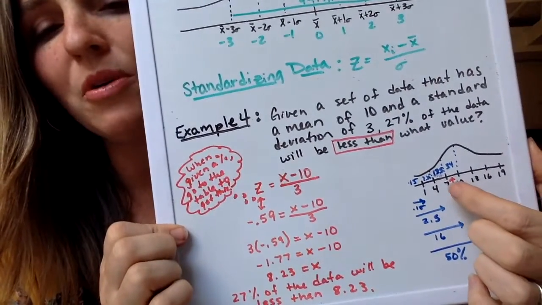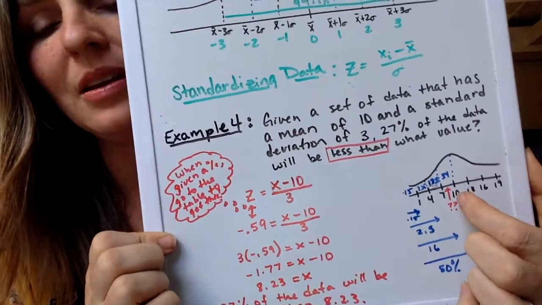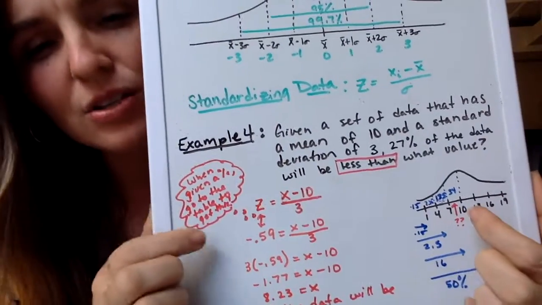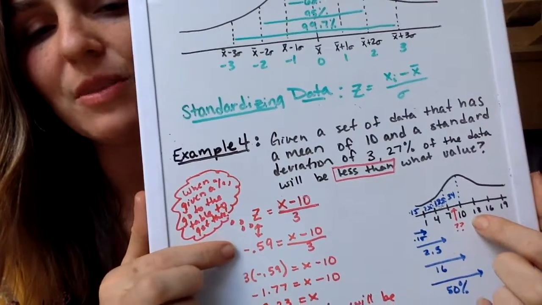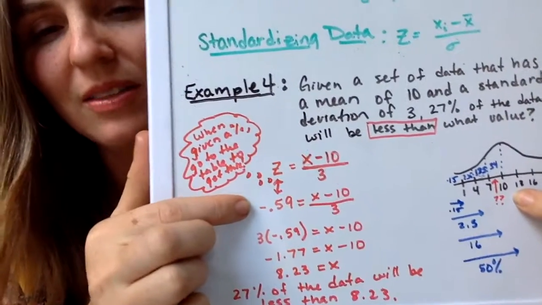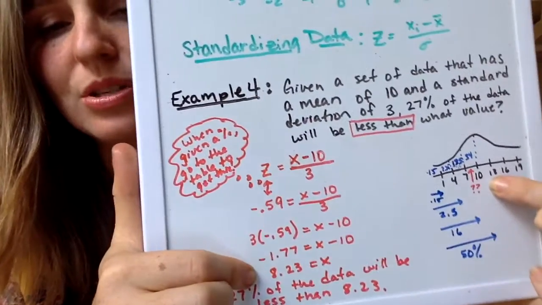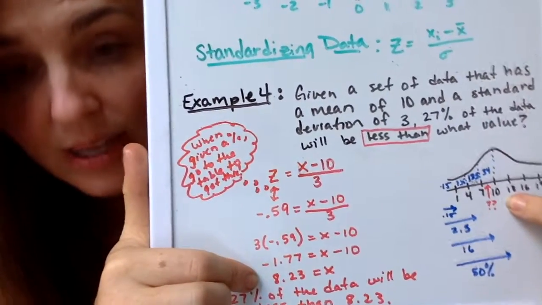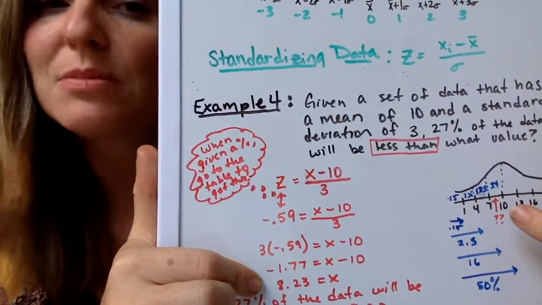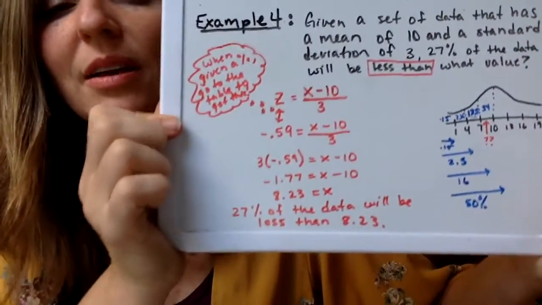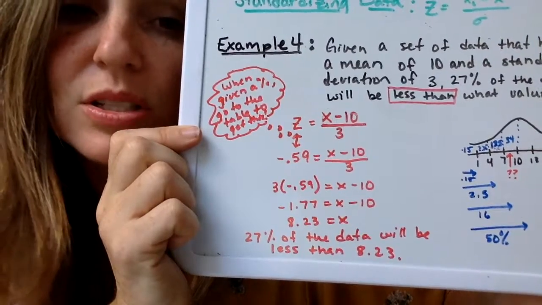Now look at my picture. Aren't I almost halfway between 1 standard deviation and the mean, to the left, making it negative? So this z value makes sense to me. If I take my picture and confirm that this makes sense, I'm happy with it. And then a little algebra to solve. Multiply by 3, add 10, and you end up with 8.23. Is 8.23 between 7 and 10? Yes. That makes me feel confident that I probably have the right thing. So 27% of the data will be less than 8.23.